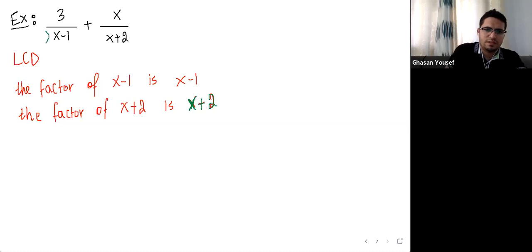So here, we're multiplying both sides by x plus 2. We go to the second fraction. In the second fraction, we multiply by the factor of this denominator, and the factor of this denominator is x minus 1. So we're multiplying this by x minus 1 and multiplying this by x minus 1.